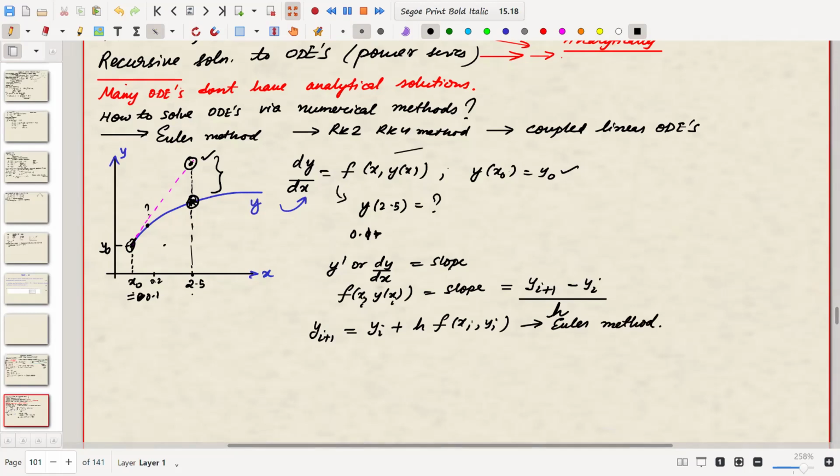Fine. Yi plus 1 is equal to yi plus the step size times the evolution of the function at xi, yi. So you can see that just through one line we derived it. This is the simplest proof you can have. So we'll solve one problem using this Euler method.